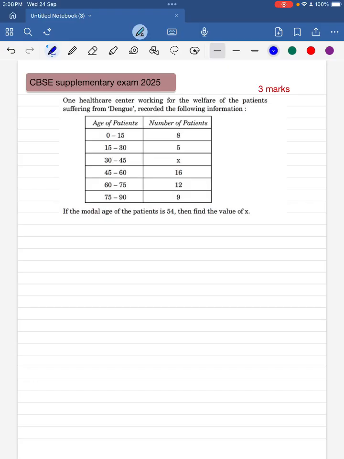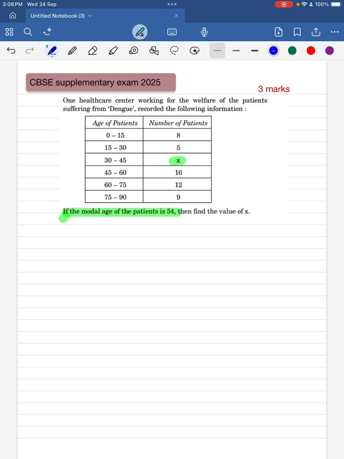In this video, I'll be doing a 3 marks question from the CBSE Supplementary Exam 2025. Let's look at the question. One healthcare center working for the welfare of the patients suffering from dengue recorded the following information. They've given you a table with the age of patients and the number of patients in each age category. Now, if the modal age of the patients is 54, then find the value of x. So they've given you the mode in the question and they're asking you to find this missing frequency here.